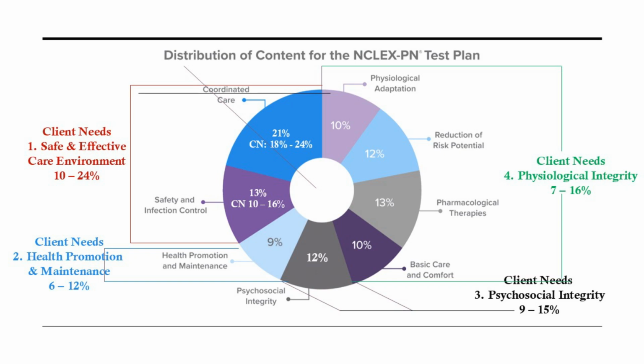Client needs content. Then we have 4 categories. We have safe and effective care environment. We have client health promotion and maintenance. We have psychosocial integrity. And we have physiological integrity. And then under that, we have our subcategories, our 8 subcategories.